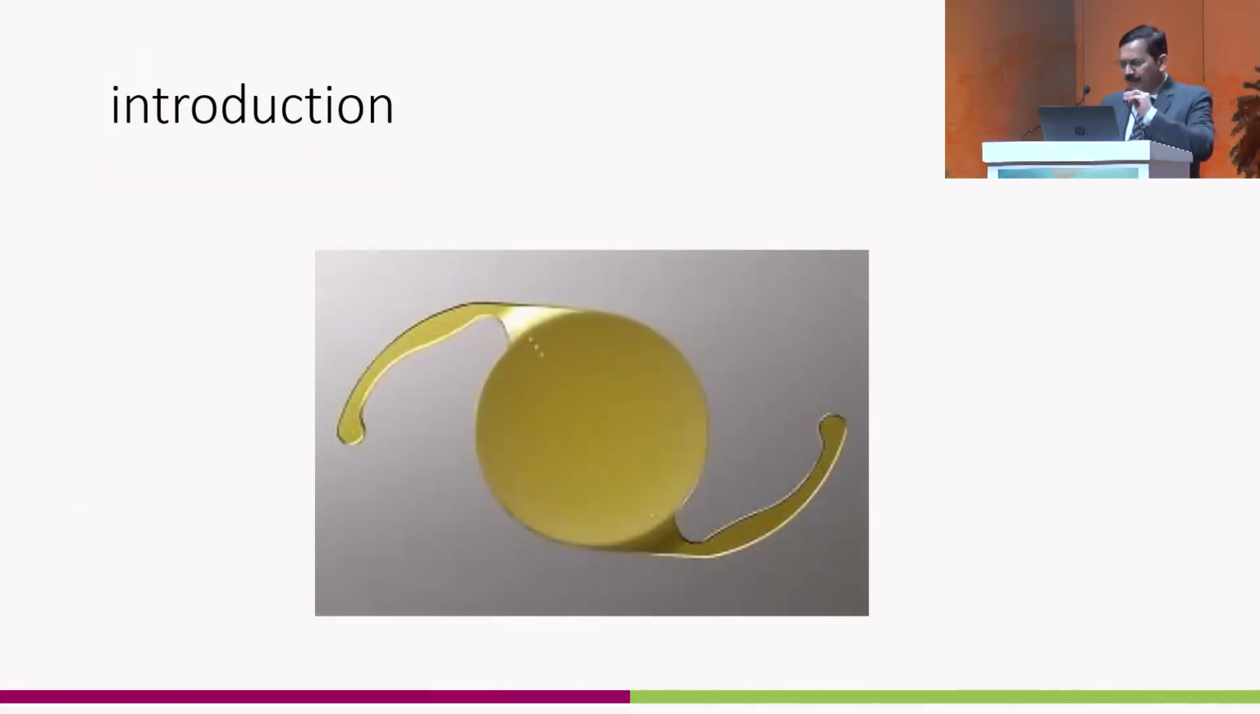Toric IOL is the best way of correcting corneal astigmatism, even though there are other ways of doing it. Whenever we have to implant a lens, probably the Toric IOL is the best, especially when the patient comes with cataract, and this is highly satisfying. All we have to do is to develop the proper concept to correct the corneal astigmatism.